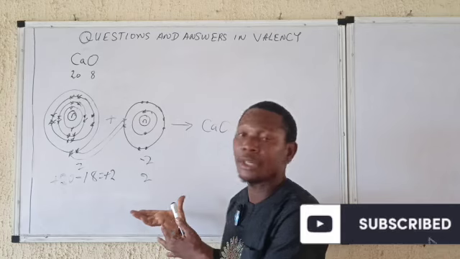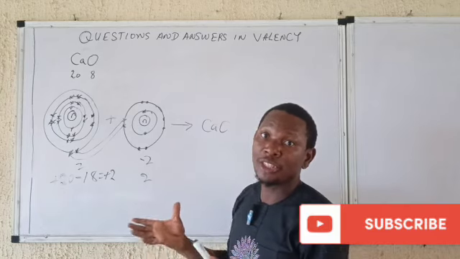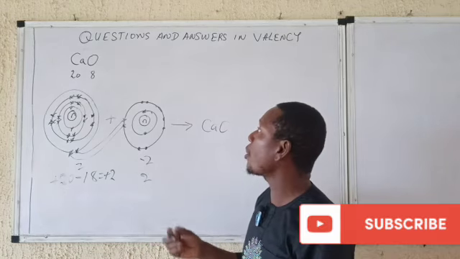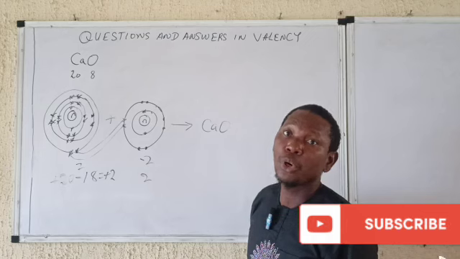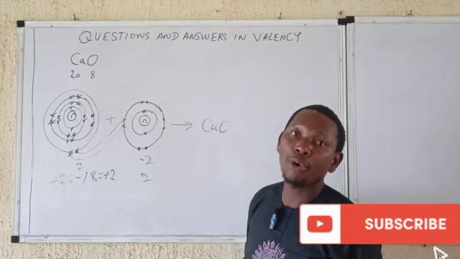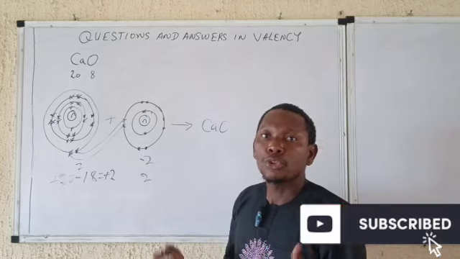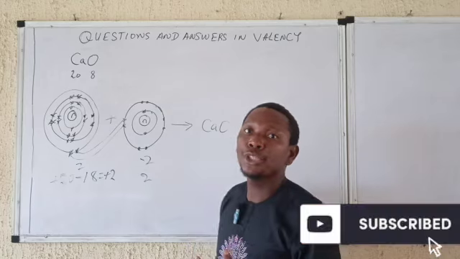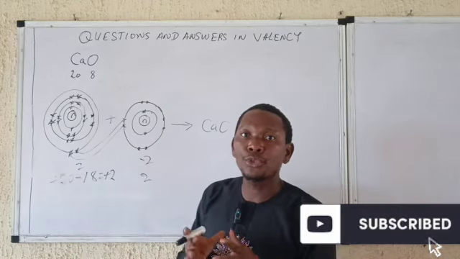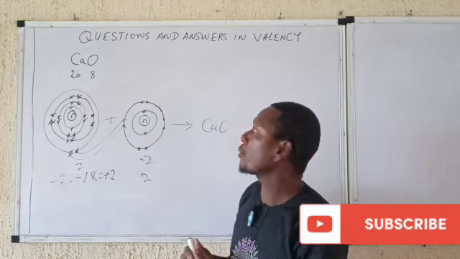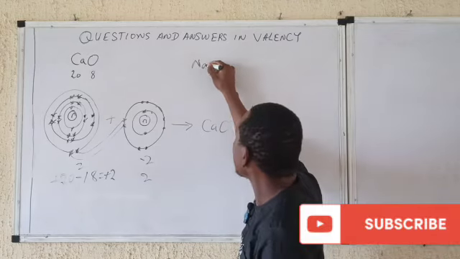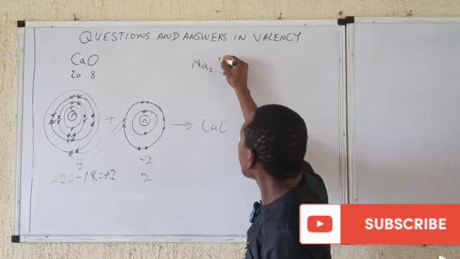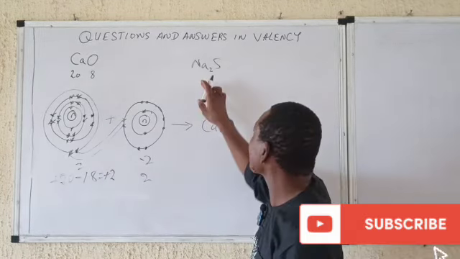I won't be going through this long method again. I'll be using a shortcut for the remaining questions. Now, if I ask you a very simple question, what is the valency of sulfur in a compound in which 2 sodium combine with 1 sulfur? So we now have 2 sodium, Na, combined with 1 sulfur.